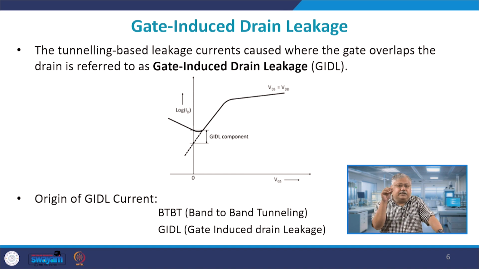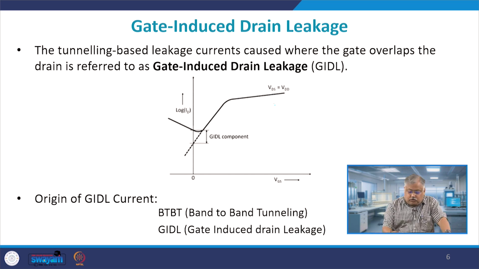Why? Because your oxide thickness is so small, electric fields are so large that you are able to pull the electrons from the inversion layer. Then you can have two types of tunneling, which is BT-BT, band to band tunneling, and gate induced drain leakage. I will come to BT-BT later on. Let me explain what gate induced drain leakage is.